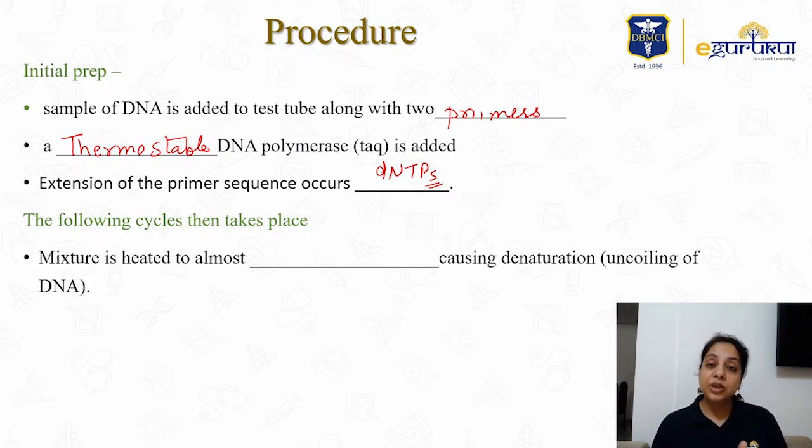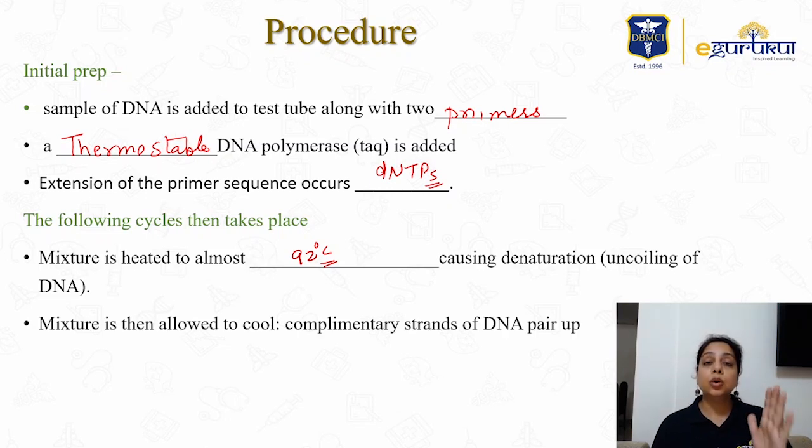The first cycle is heating the mixture to almost 92 degrees Celsius. That is the denaturation of the double-stranded DNA. Double-stranded DNA we cannot replicate, so we first need to denature it to make it single-stranded, and that single strand is used as a template.